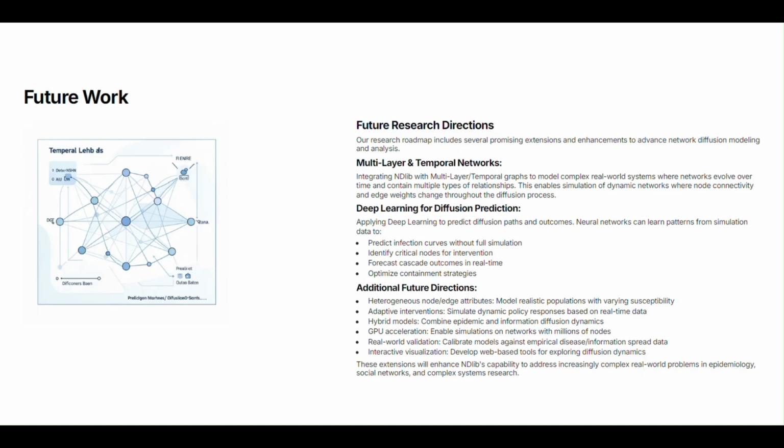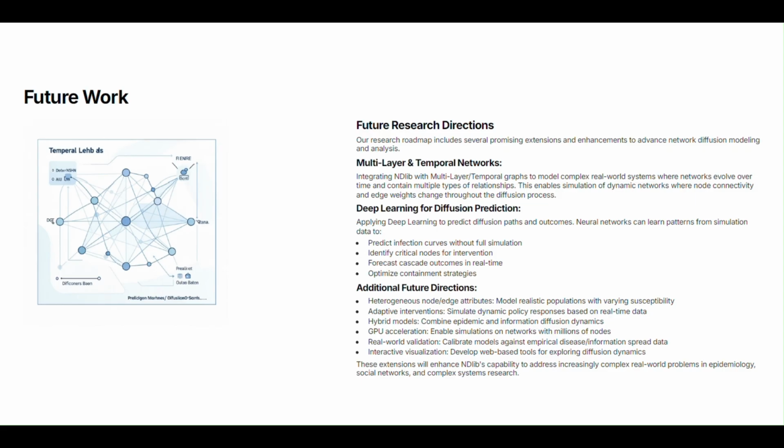Future research directions. Our research roadmap includes several promising extensions and enhancements to advanced network diffusion modeling and analysis. Multi-layer and temporal networks. Integrating NDlib with multi-layer temporal graphs to model complex real-world systems where the networks evolve over time and contain multiple types of relationships. This enables simulation of dynamic networks where node connectivity and edge weights change throughout the diffusion process.